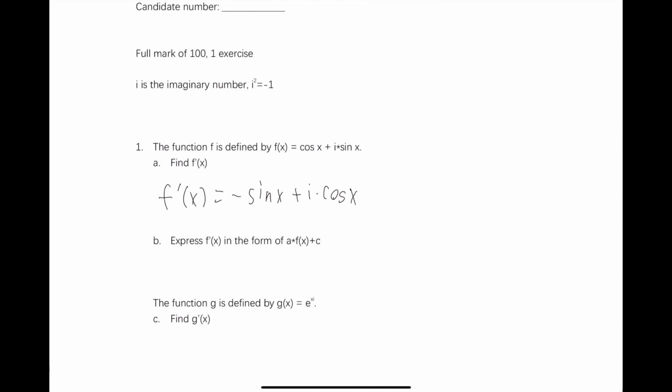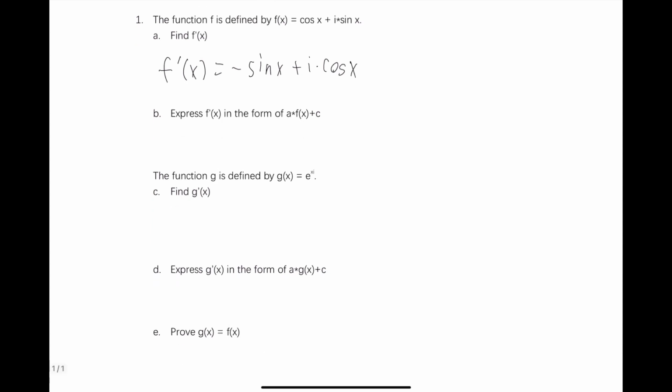So i is literally just the square root of minus 1. So it's a number, well, an imaginary number, so its derivative should be 0. And so here we just add 0 times sine x, which equals 0. So let's just erase it.